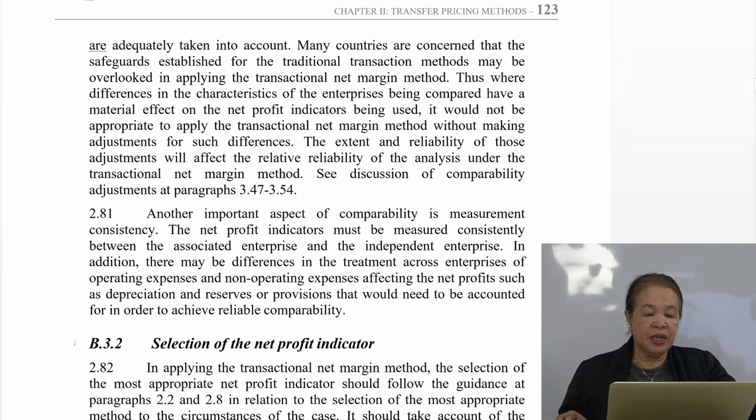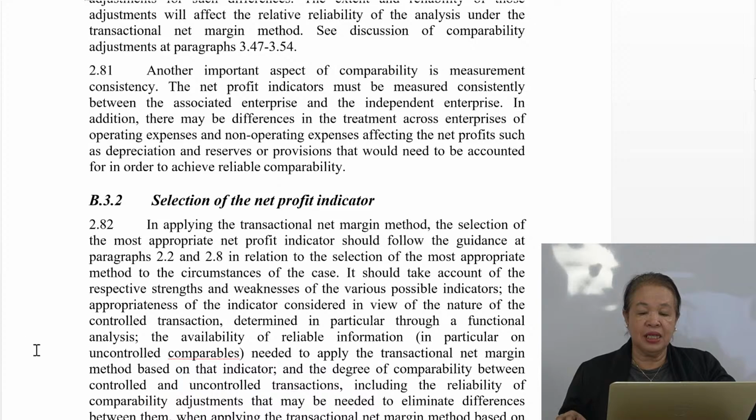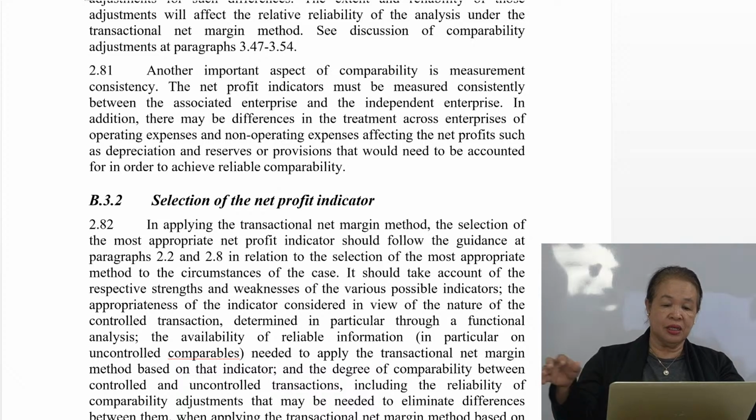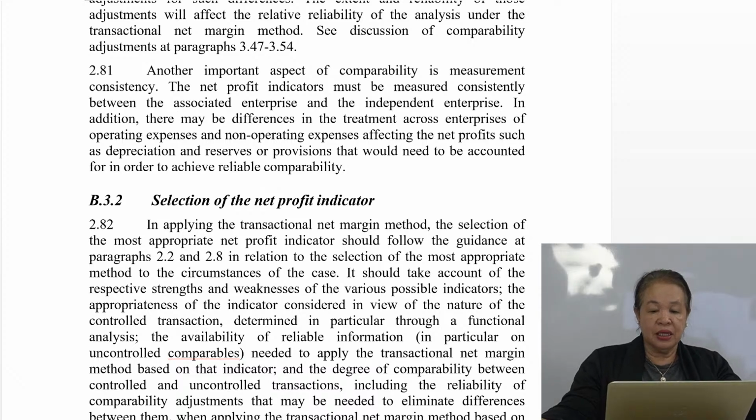So another important aspect of comparability is measurement consistency. So maybe accounting consistency. The net profit indicators must be measured consistently between the associated enterprise and the independent enterprise. Also, in addition, there may be differences in the treatment across enterprises of operating expenses and non-operating expenses affecting the net profits, such as depreciation and reserves or provisions that would need to be accounted for in order to achieve reliable comparability.